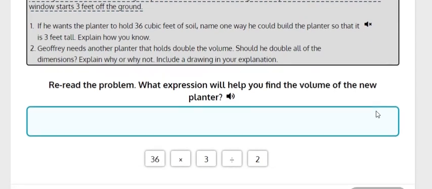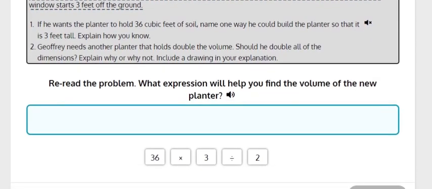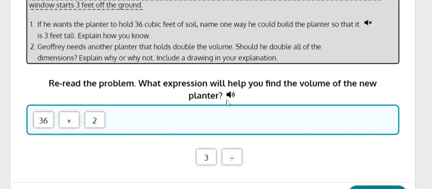Jeffrey wants to make a rectangular planter that extends from the ground to just below his back window. The window starts 3 feet off the ground. 1. If he wants the planter to hold 36 cubic feet of soil, name one way he could build the planter so that it is 3 feet tall. Explain how you know. 2. Jeffrey needs another planter that holds double the volume. Should he double all of the dimensions? Explain why or why not. Include a drawing in your explanation.